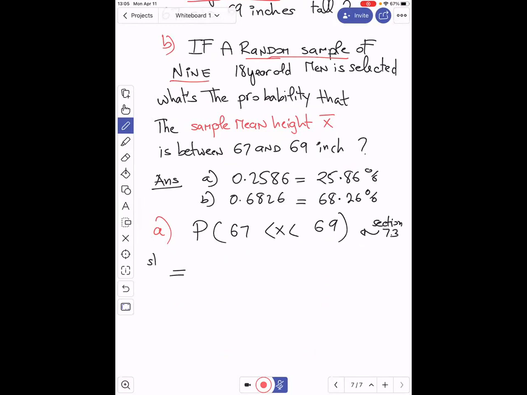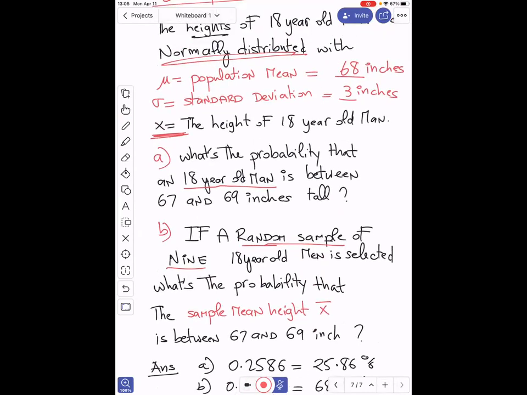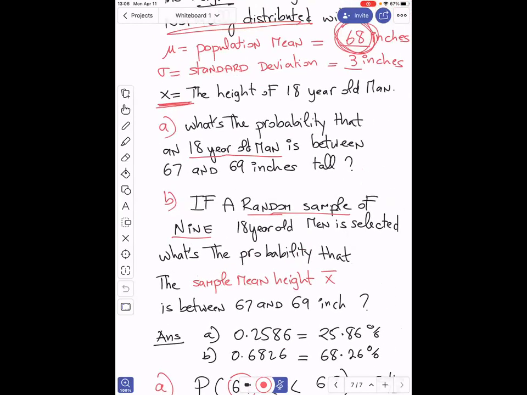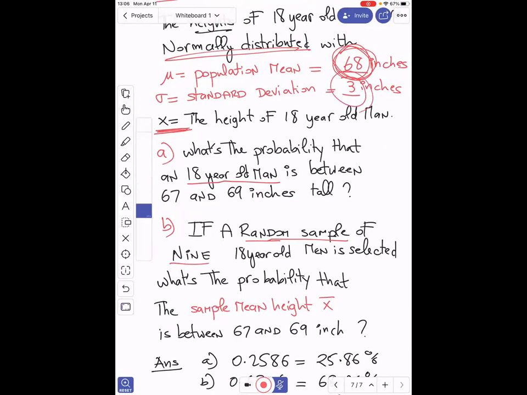As step one, we're supposed to convert x to z. So that will be the probability that, instead of x, you have z. Now we convert the 67, a value of x, to a value of z. The way to convert x to z is to subtract the mean. The mean of x is 68, right? So that's 67 minus 68 over sigma, the standard deviation of your x. It's given, of course, as 3 inches, so over 3.